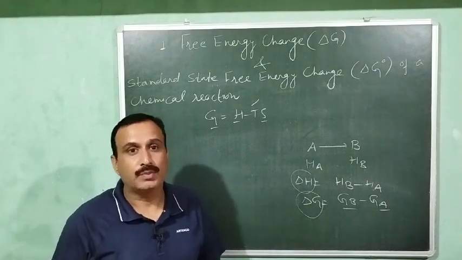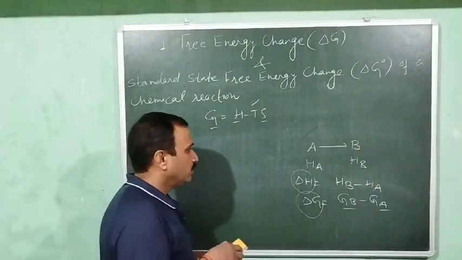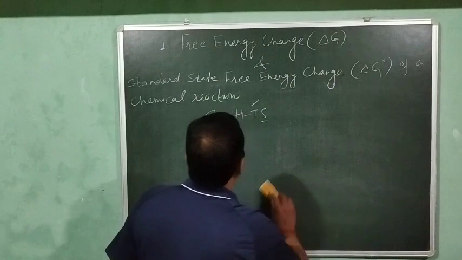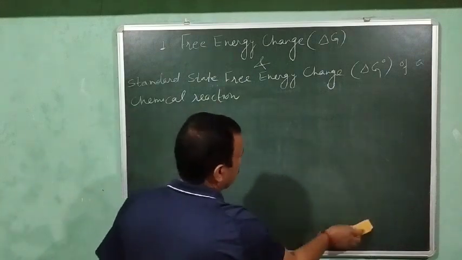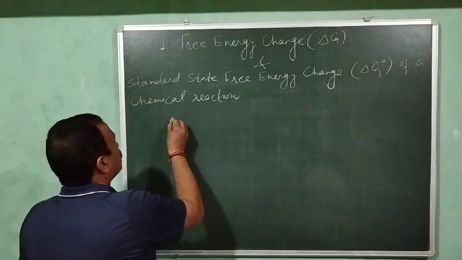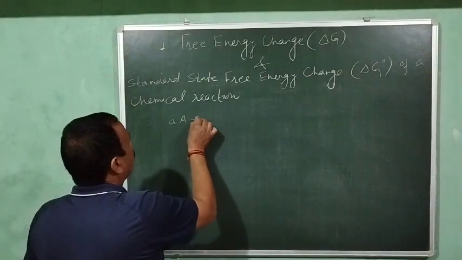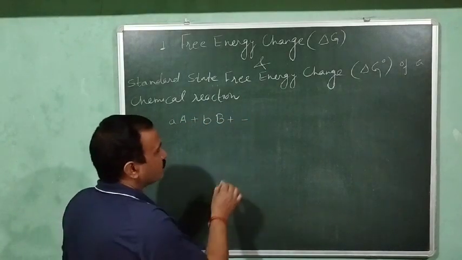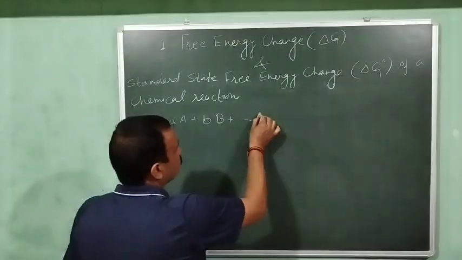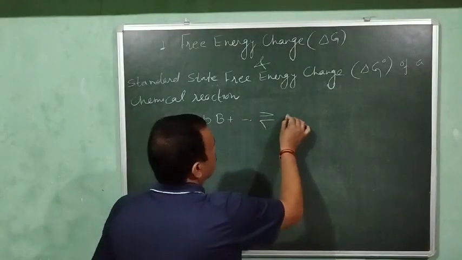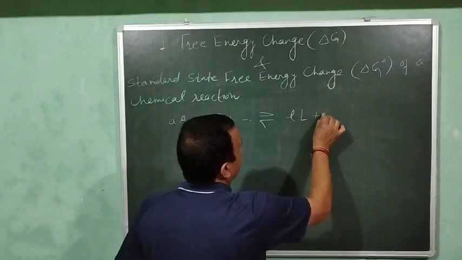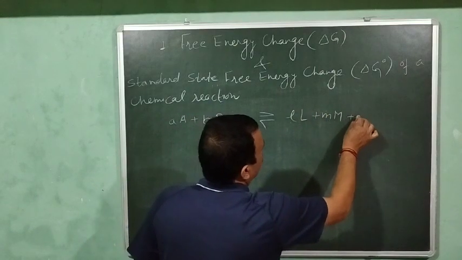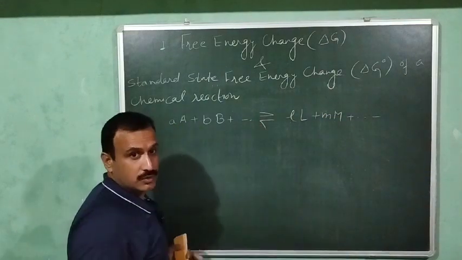Okay, so let us explain it with an example, and to explain this I am considering a very general reaction in which a moles of A are reacting with b moles of B, and we can have some more reactants also, to give us l moles of L and m moles of M, and we can have some more products also.